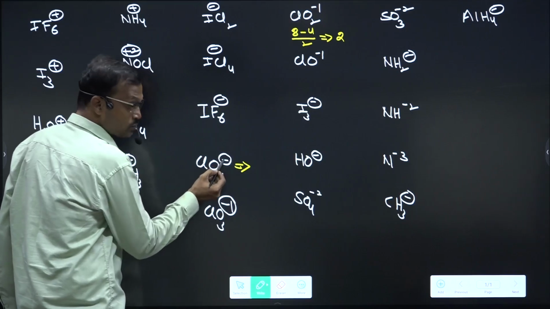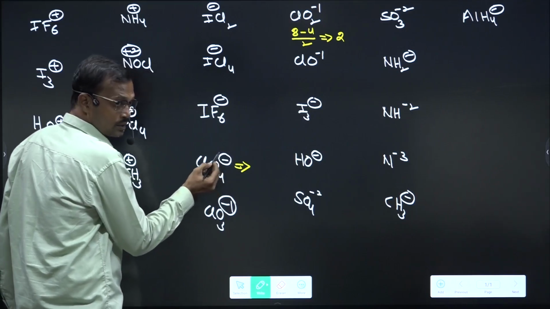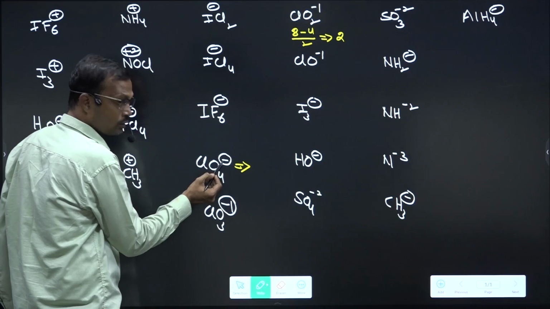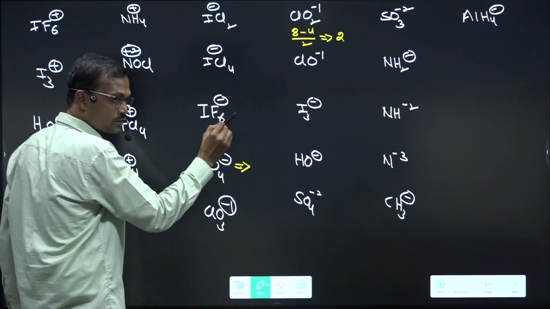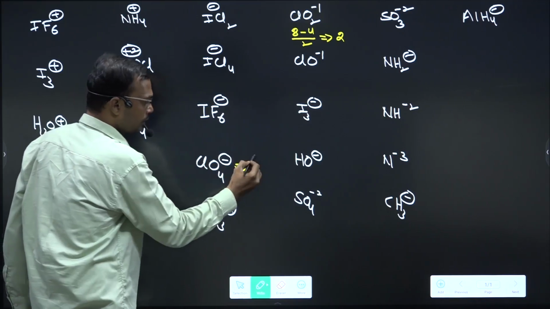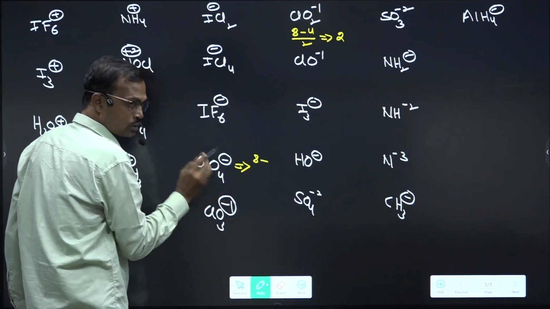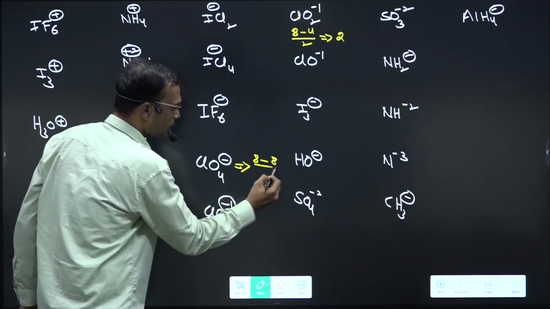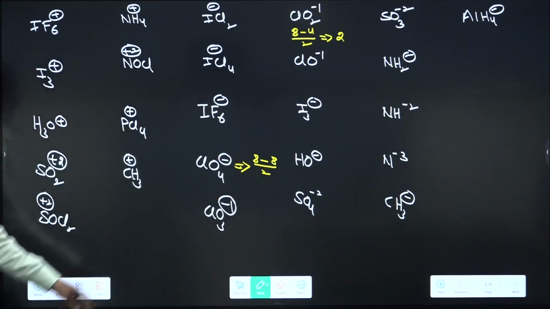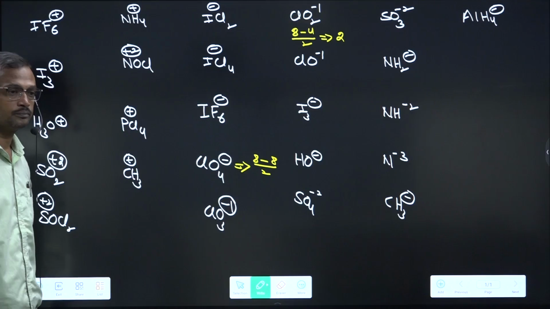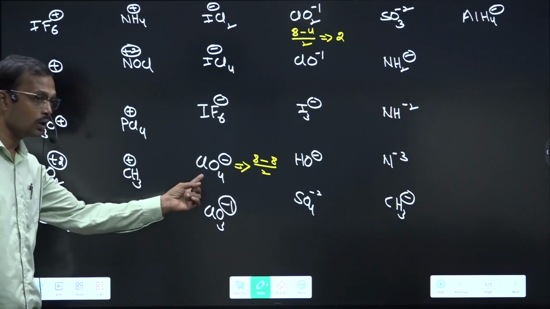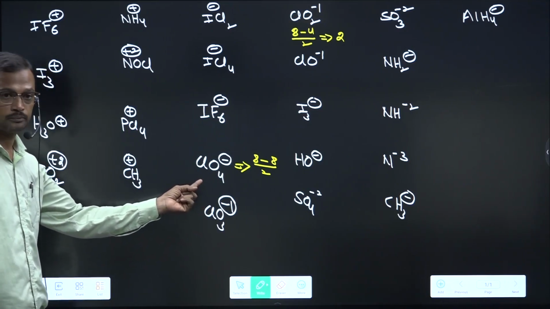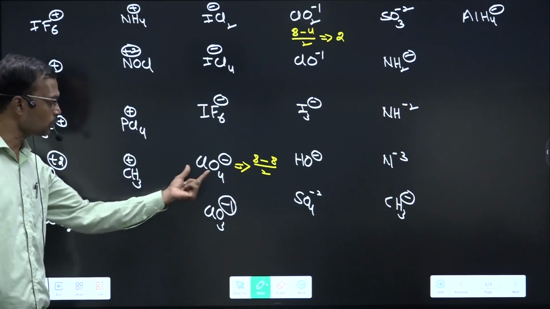Chlorine 7. 7 plus 1. See, what is the group number? 7. Minus charge on anion. What is the charge on anion? Minus 1. Minus minus plus. 7 plus 1, 8. 8 minus, here every oxygen 2. Just you multiply with 2, because every oxygen will give 1 sigma and pi. So 4 into 2, 8. 8 minus 8 by 2, 0. No lone pair on chlorine. This chlorine carries no lone pair. This is called perchloric acid. Perchlorate. Clear? This is perchlorate.